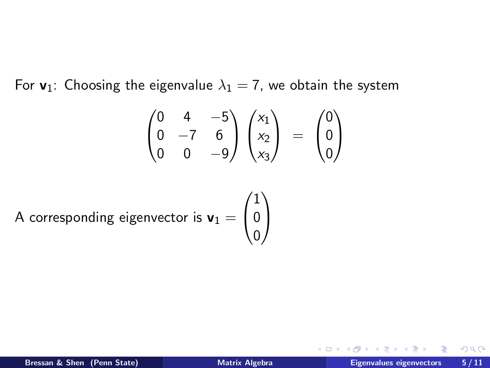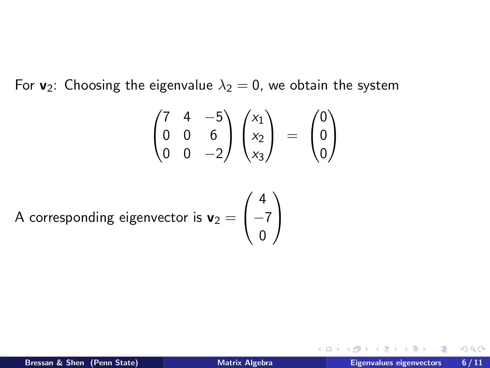So we see that the first column is 0, which means x1 can be anything, and the equation will always be satisfied, ending up as 0. So we can verify that if we choose the vector 1, 0, 0 here, this equation holds. So now at least we have found one corresponding eigenvector, which is 1, 0, 0, and we call that V1.